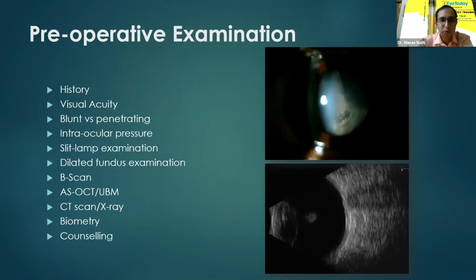These are the battery of tests which one has to do in cases of trauma, starting from meticulous history taking to proper counseling. Counseling here is very important because, as we know, in a patient with trauma there is sudden loss of vision, and they want to get back to their pre-trauma vision as early as possible, which is sometimes very difficult when there are associated ocular comorbidities, and this has to be explained clearly to the patient.